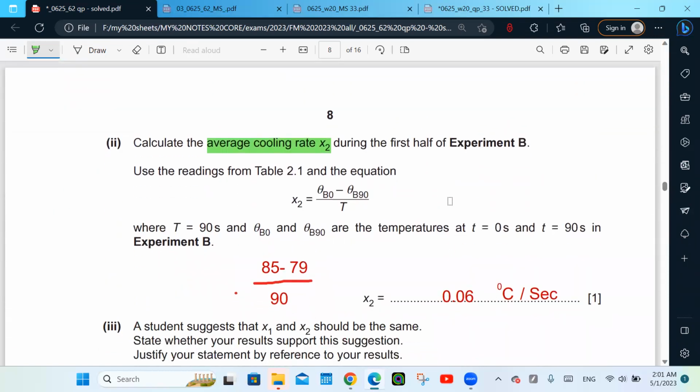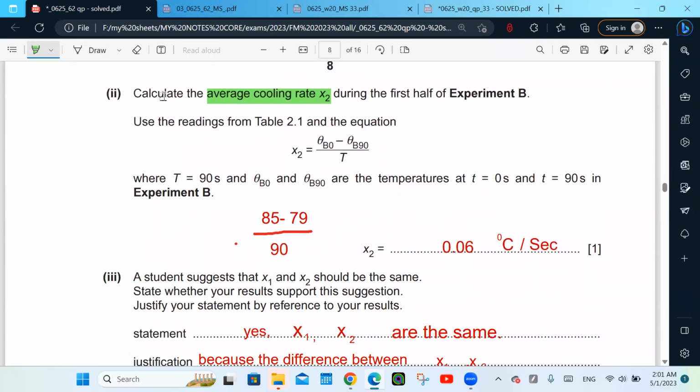Okay, and this is the main importance in paper 6. The question, double I: here we have to calculate the same average, but in different time intervals. Here we have to calculate the cooling rate x2, but in the different time intervals between time 0 and time 90 for experiment B.